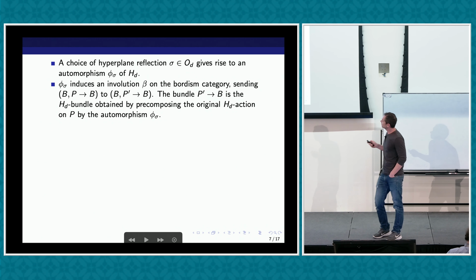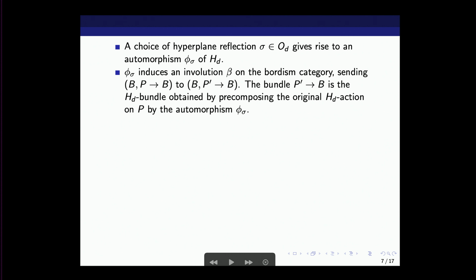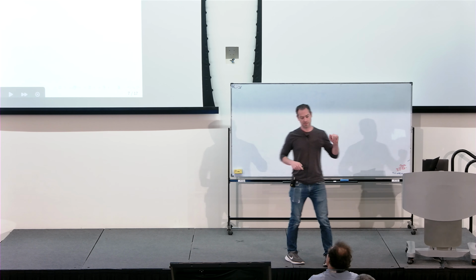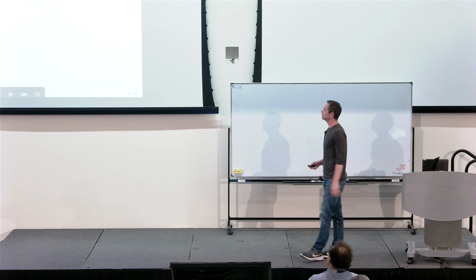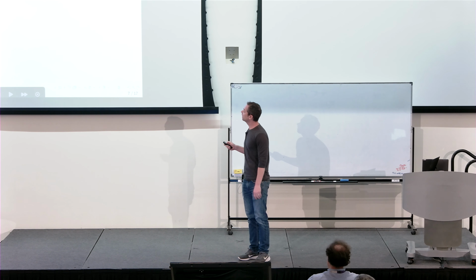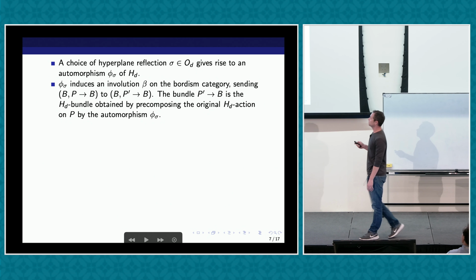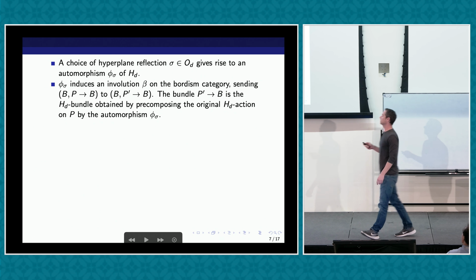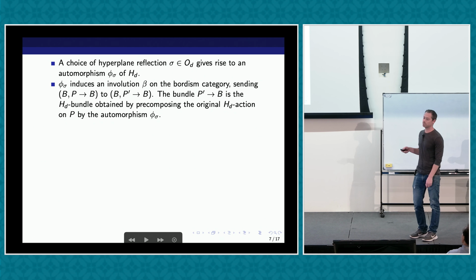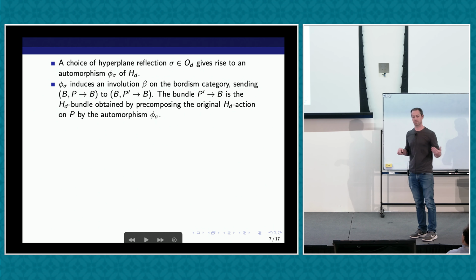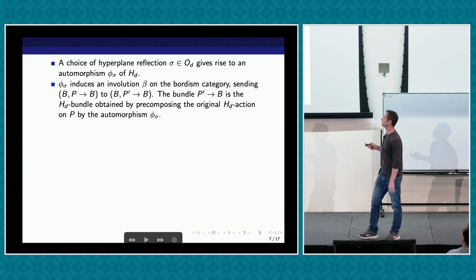This automorphism then induces an involution on the bordism category in the following way. What is a bordism? A bordism is really a pair: B is the base manifold, the bordism itself, and then you have a principal bundle, a subbundle of the frame bundle. How do you act on this bordism? You just fix the bordism data and don't change the base. In fact, the total space of the bundle is also the same, but you change the action of H_D on the total space, by precomposing the action with this automorphism that you got from the choice of hyperplane reflection.